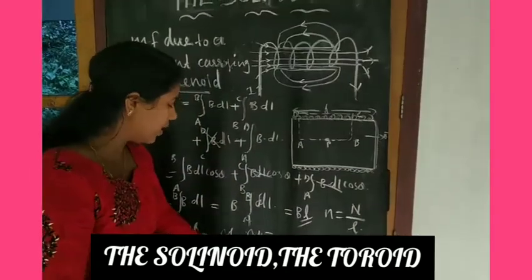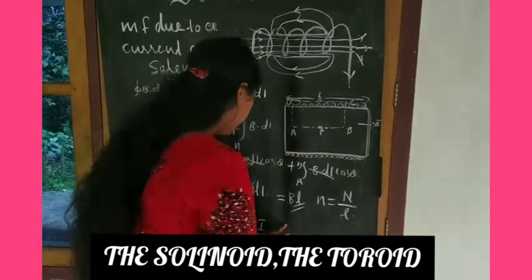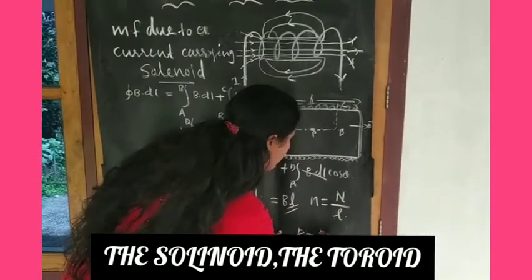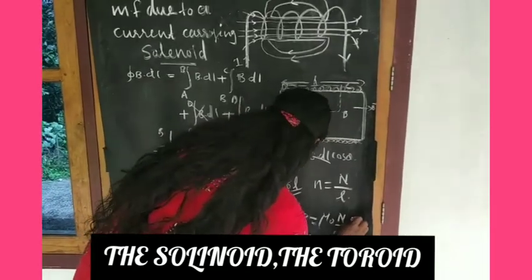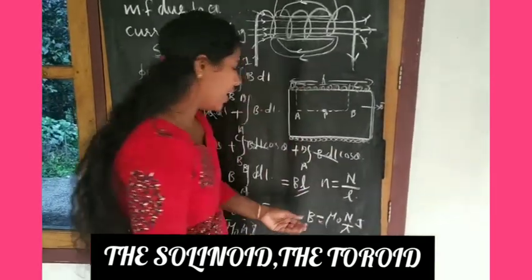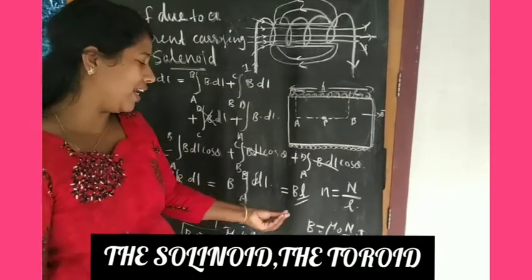Instead of small n, we can substitute capital N by L. Then we get B is equal to mu naught into N by L into I, that is B is equal to mu naught N I divided by L. That's our equation.